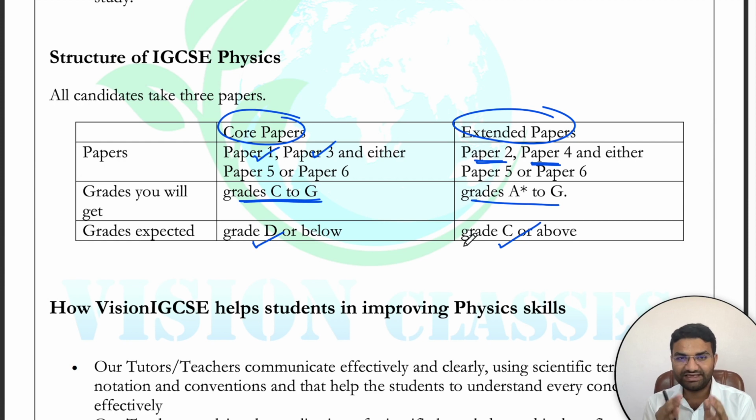Frankly speaking, the core papers are for those who find physics a little bit tough, with very simple concepts and straightforward questions. Extended students have to apply their own knowledge as well while tackling the questions, and they will get more challenging questions in the exam.